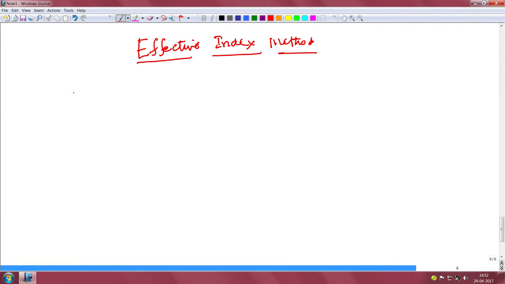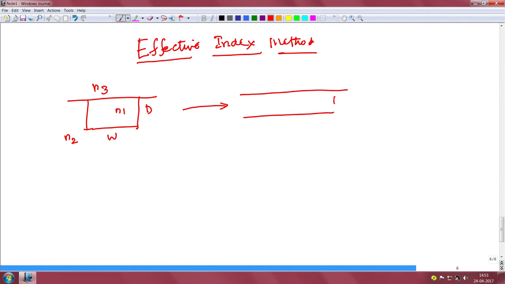I will take a typical example rather than the generic example, the cross section of a buried channel waveguide with width W and depth D, refractive index N1 in the core region, refractive index N2 in the substrate region, and the problem can be devised in two parts. In the first part, we consider a horizontal slab of depth D and refractive index N1, and refractive index N2 for the substrate and for the cladding. And we know how to solve this problem as an asymmetric slab waveguide.